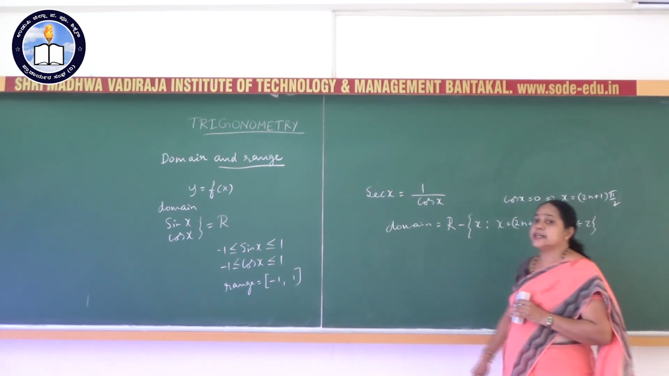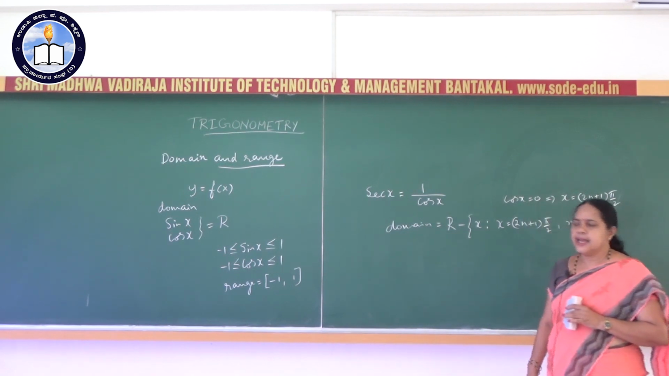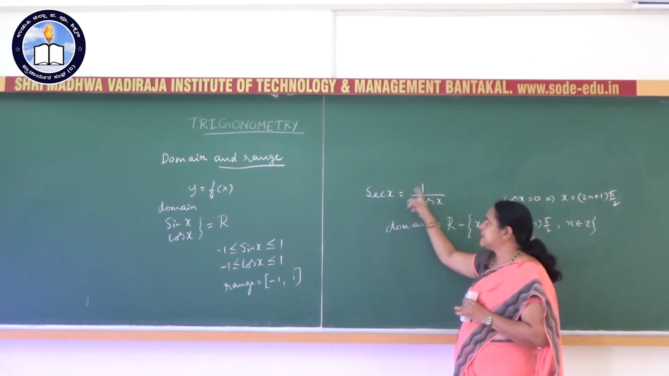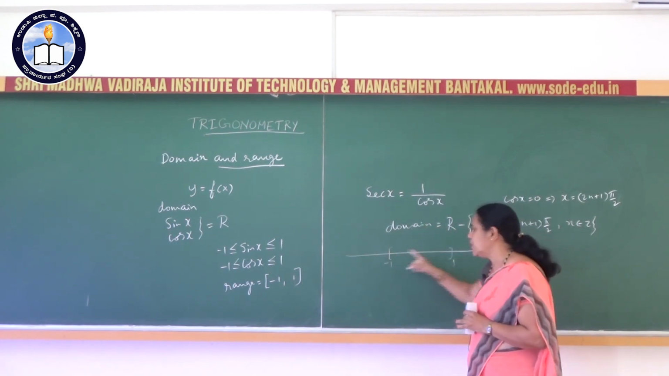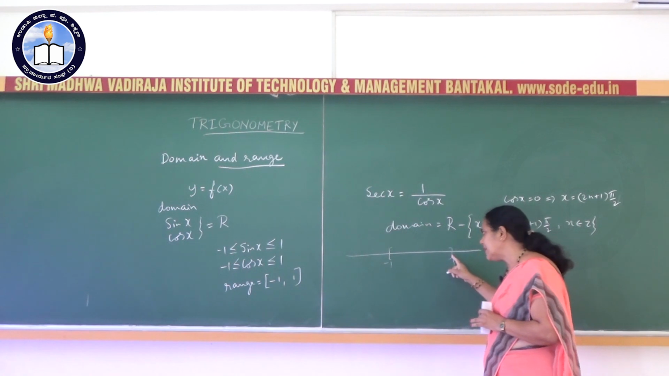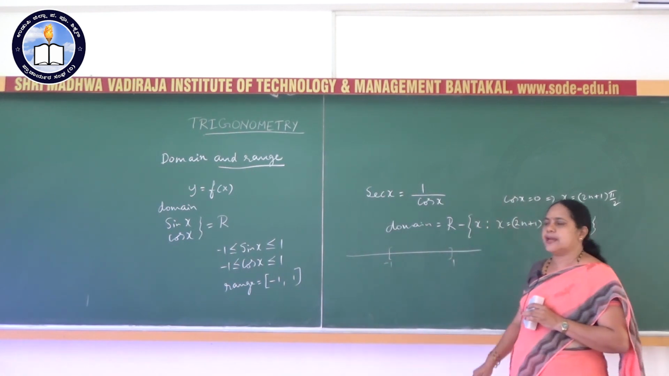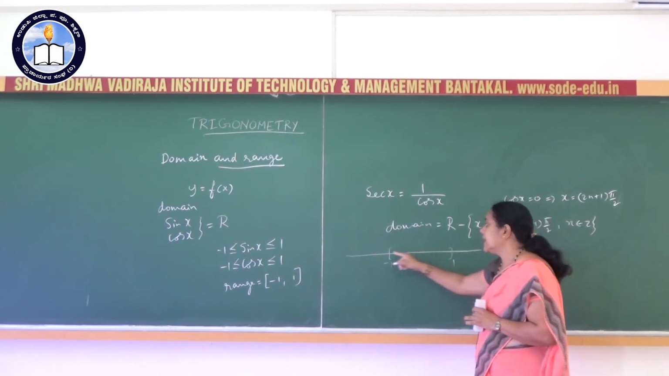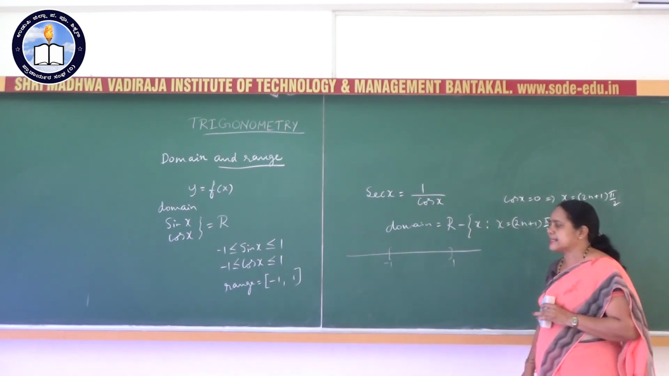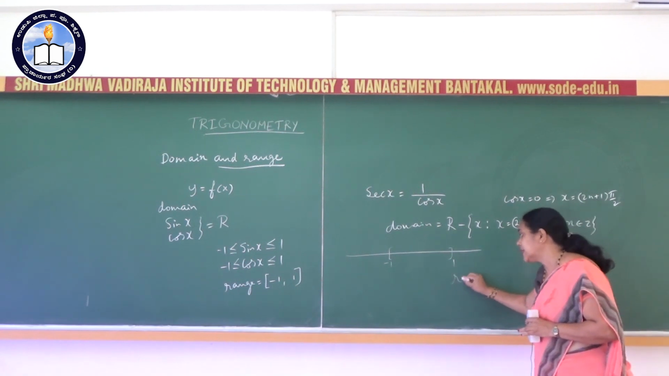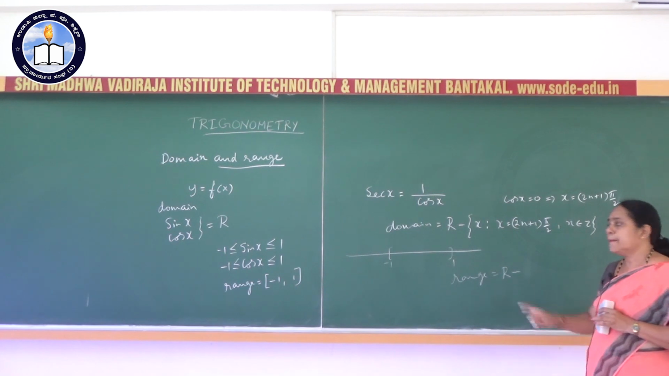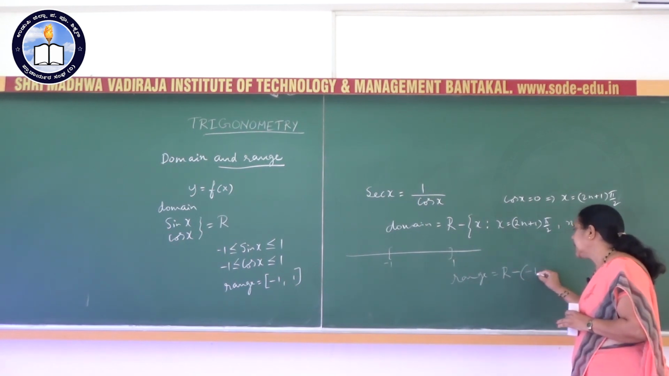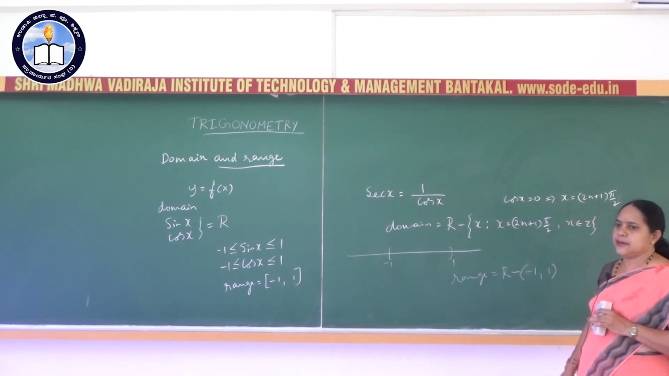And what is the range of secant x? Since secant x is the reciprocal of cos x, and we know cos x takes values between minus 1 and 1, including minus 1 and 1, which is the range of cos x. So the range of secant x is the set of all real numbers minus the real numbers in between 1 and minus 1.